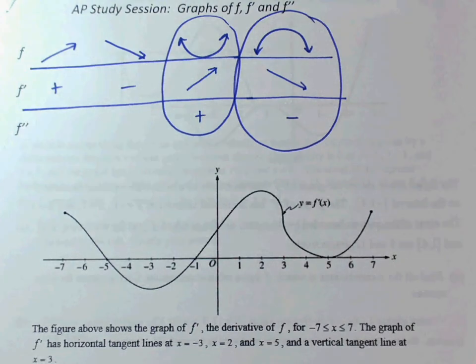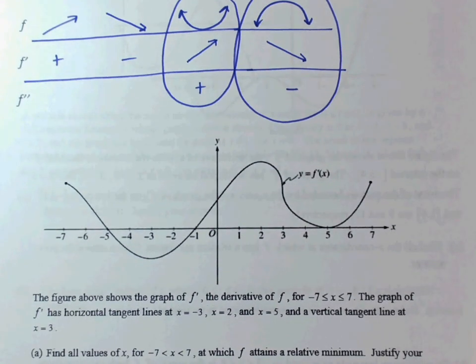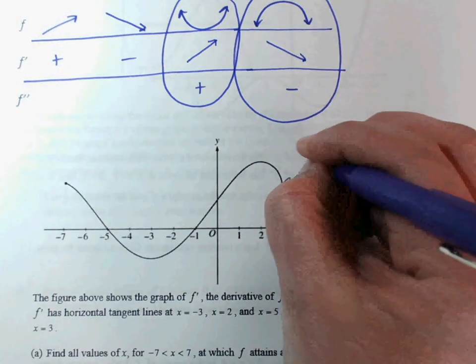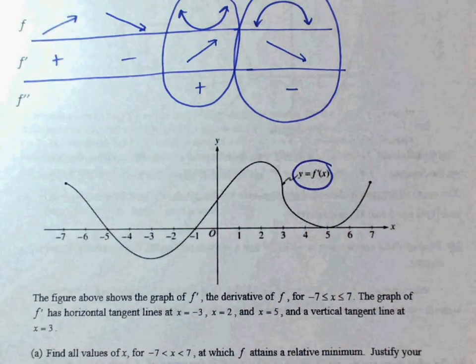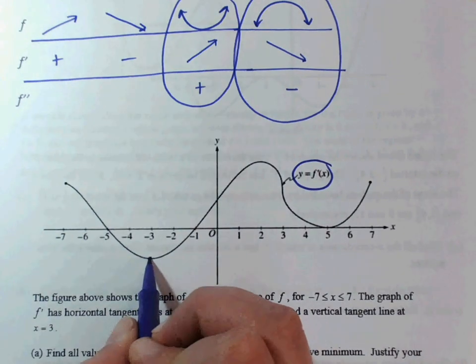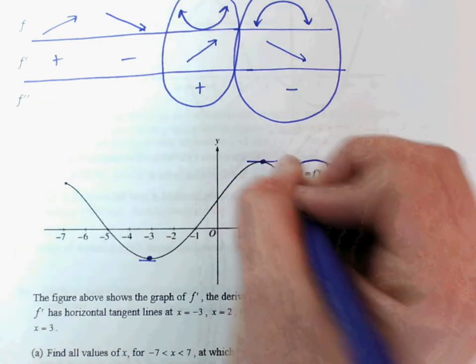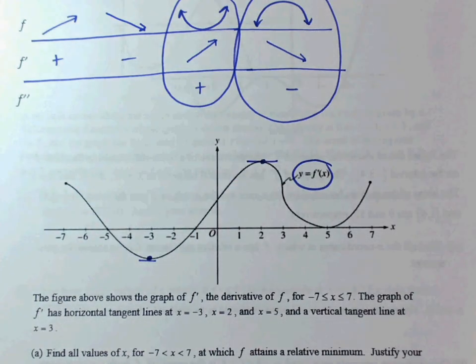Okay? So we actually did one of these in class today. Take a little look at your graph. This is a graph of F prime of x. It says F prime has horizontal tangents at -3, at 2, which is here, and then at 5, which is here. Then it says, find all values where F has a relative minimum.